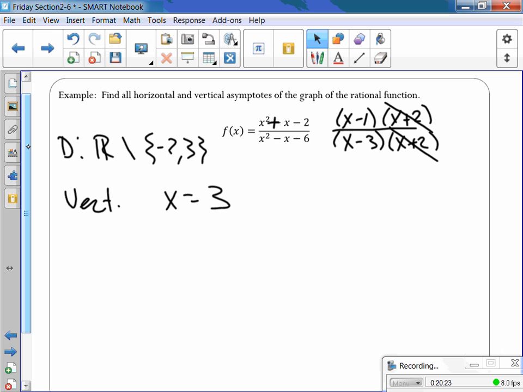Horizontal, what are we comparing? Absolutely, we have that n equals m, as in the last case. So we have that y equals 1 over 1, or just y equals 1 as our horizontal.